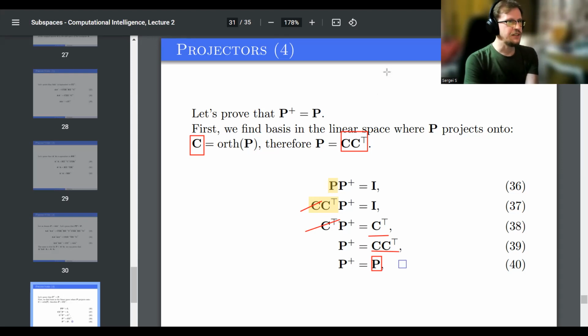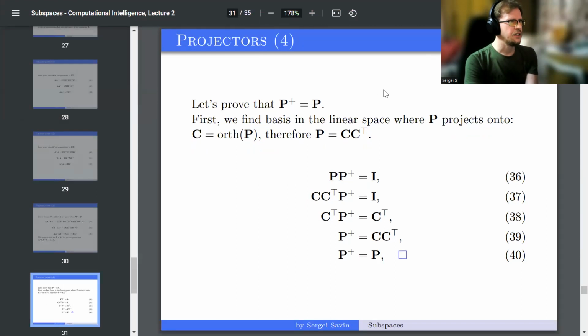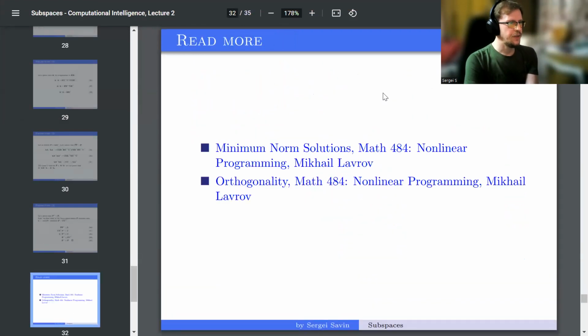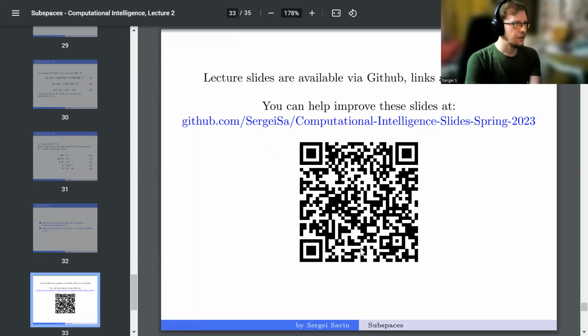Okay, I think that is the last one that we had. Here is a suggestion of what you can read: quite nice textbooks by Mikhail Lavrov. I think those are class handouts. It's just to see a different perspective. This is from some American university. I don't remember which one. The slides are always here.